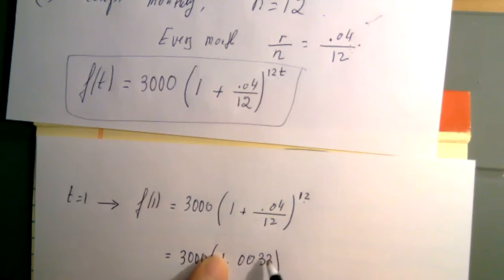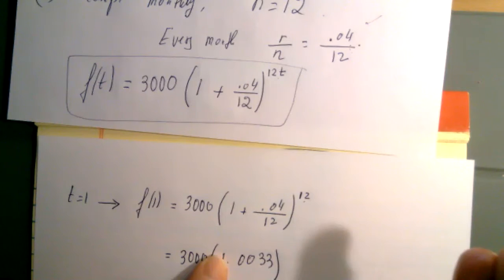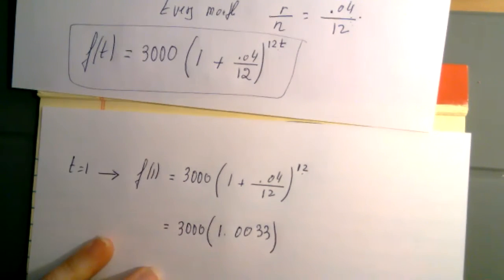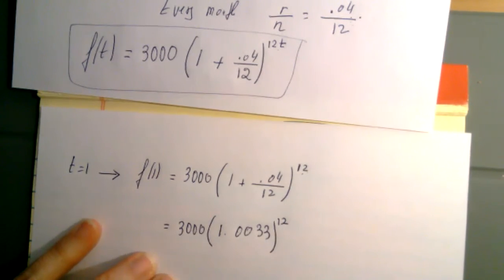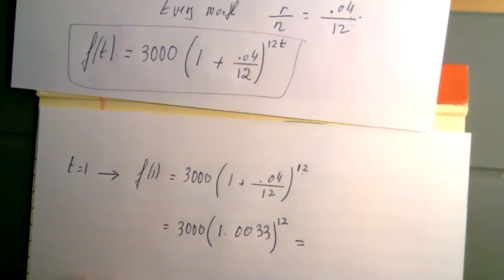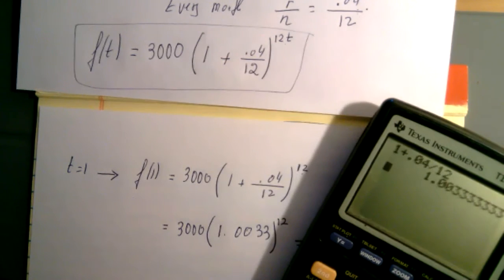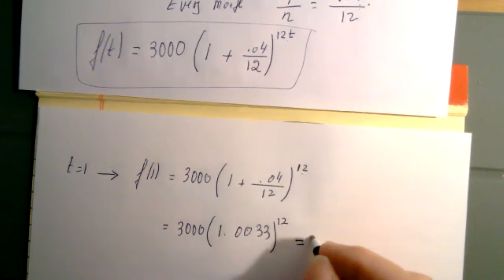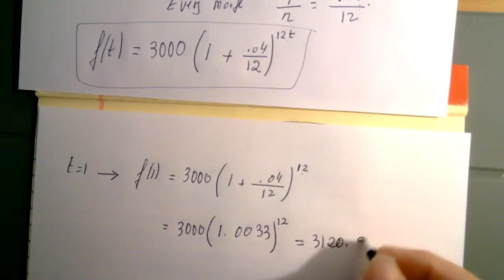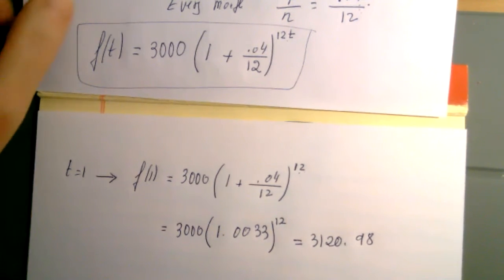And the reason it's very small is that's the interest per month. So the interest per month is going to be a small number to the power 12. And now let us compute this number. Okay, again, my calculator. 3,000 parentheses 1.0033 close parenthesis to the power 12. And it's 3,120.98 cents. So it's not that much more than before. It's $1 more, not a lot.